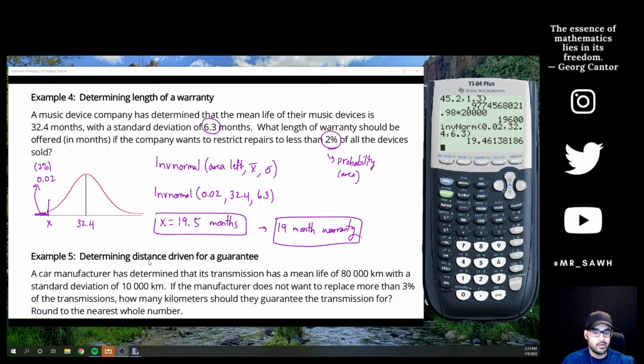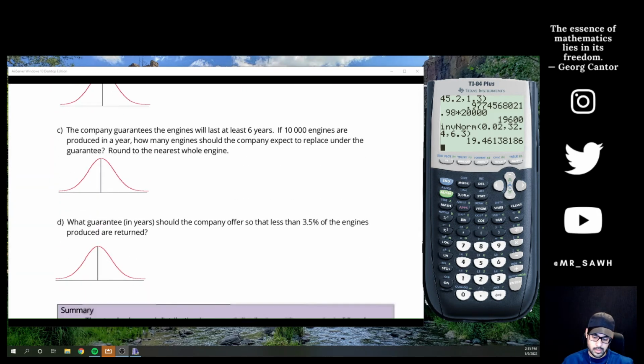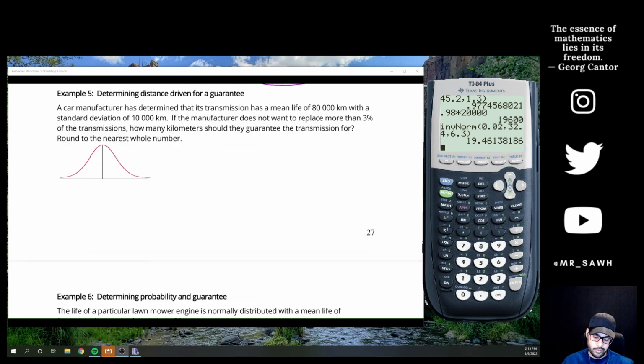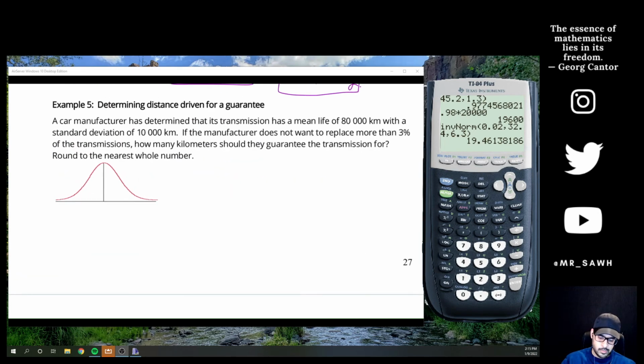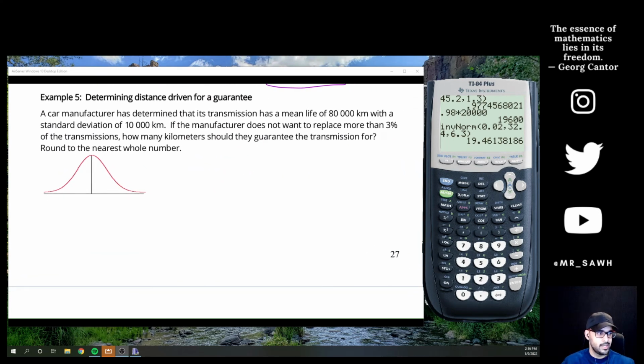Okay, so a little bit of a context thing to think about with regards to rounding here. Let me see what's left. Just a couple more that are all very, very similar. Okay, determine the distance driven. So this is the same idea, again with a warranty, just in terms of a car instead.